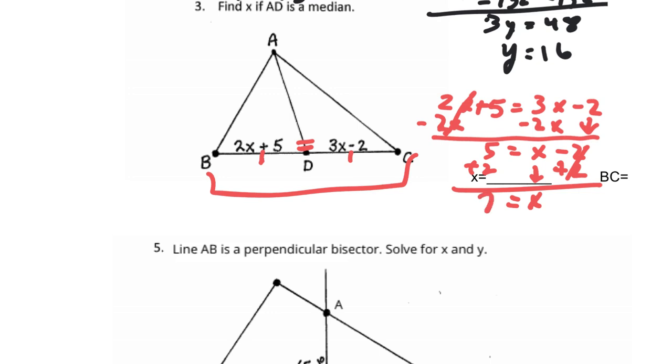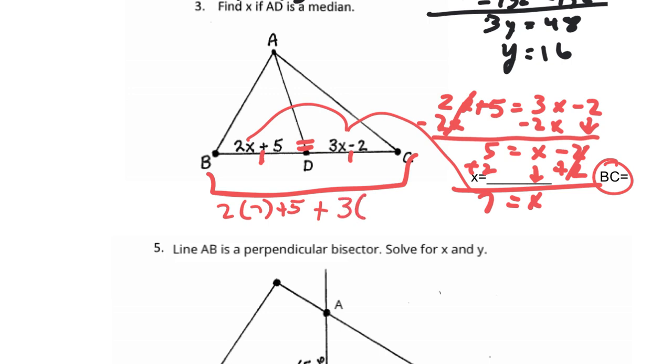So we needed to find x, and we did that. And then we needed to find BC. So I need to plug in 7 into both of these x's. Okay, so that gives me 2 times 7 plus 5. Now I'm doing the whole thing, right? It's the entire segment, so I'm going to have to plug it into both sides. Plus 3 times 7 minus 2, and that's going to equal 38. So BC is equal to 38.